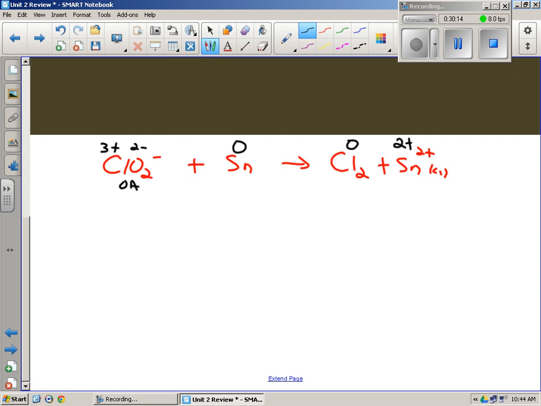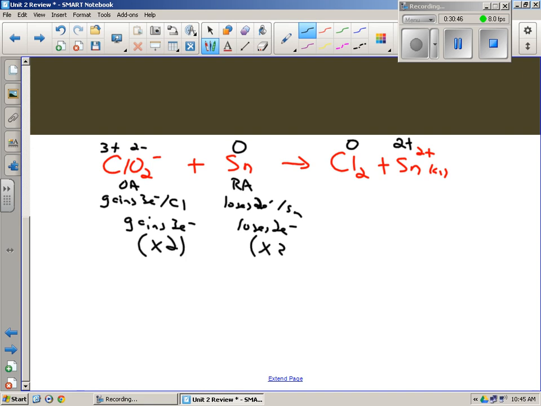So this is your OA. It gains 3 electrons per chlorine, gains 3. Okay. Tin going from a 0 to a 2 plus. It's being oxidized. So it's a reducing agent. Loses 2 electrons per tin. Loses 2 electrons. All right. We've got to balance those out. So can do times 2 times 3.